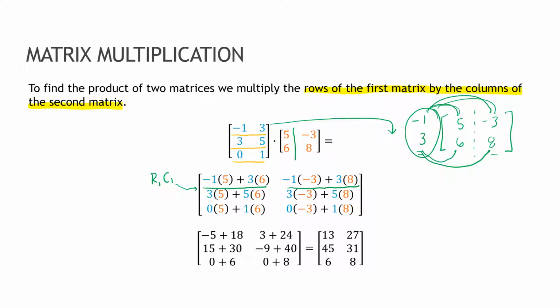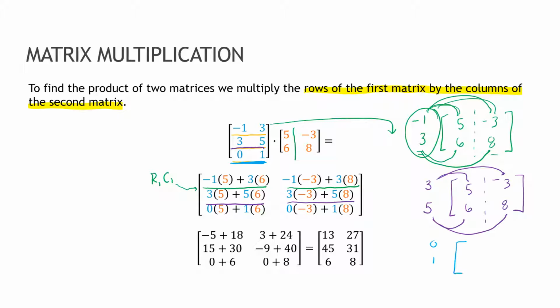Then I would move on to the next row. The next row is 3, 5, so I would think about it the same way. 3, 5, I kind of shift them around so that they're orientated correctly. I'm going to take it times 5, 6, and -3, 8. So 3 times 5 plus 5 times 6, that's my first element in the second row. And then times my second column, 3 times -3 plus 5 times 8. That's where that second one came from. And then obviously you can see the pattern. I'm taking my last guy, 0, 1, and I'm multiplying it by 5, 6, and -3, 8. So 0 times 5 plus 1 times 6, and then 0 times -3 plus 1 times 8.